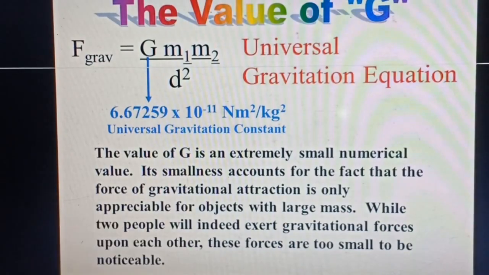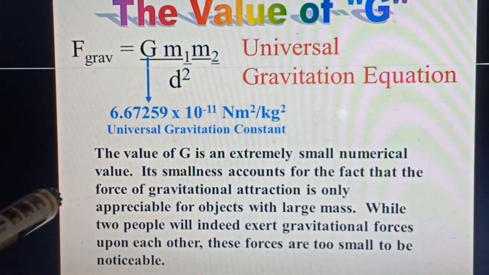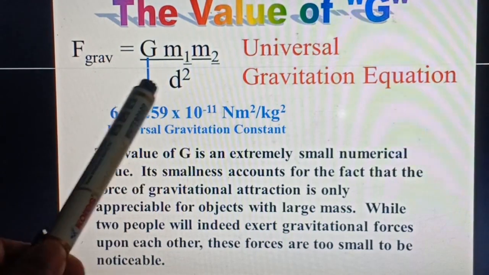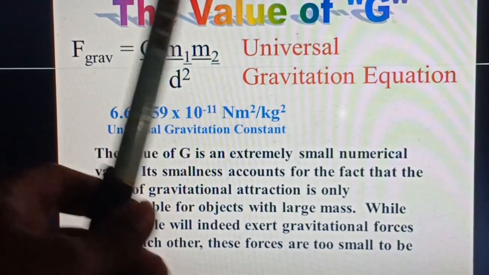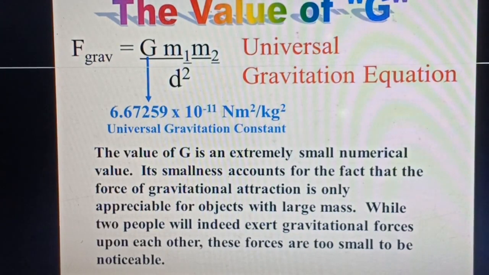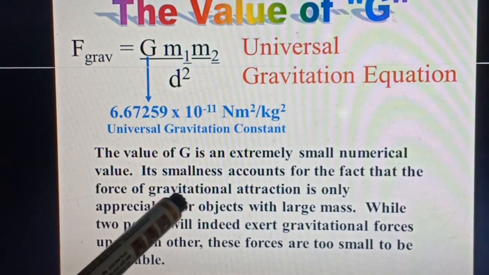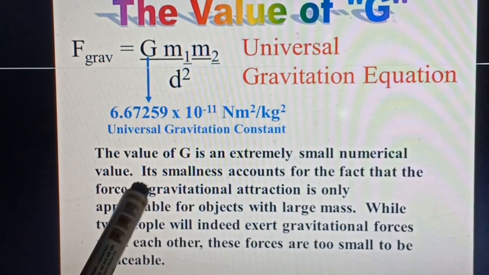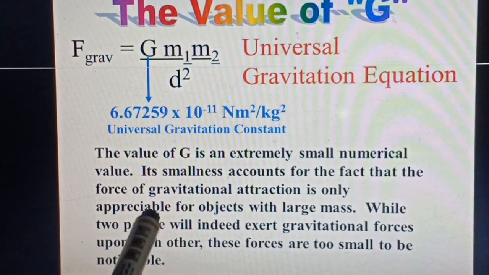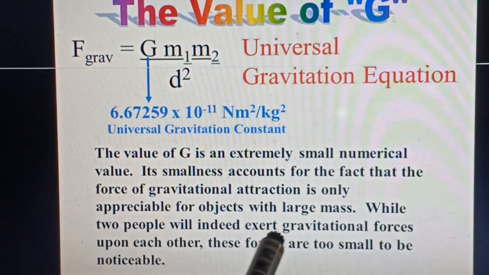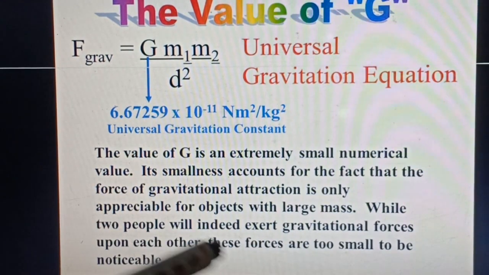So now let us know the value of G, how it's calculated. This is the universal gravitational equation, and this G is known as the universal gravitational constant. The value of G is an extremely small numerical value. Its smallness accounts for the fact that the force of gravitational attraction is only applicable for objects with larger mass. While two people will indeed exert gravitational force upon each other, these forces are too small to be noticeable.